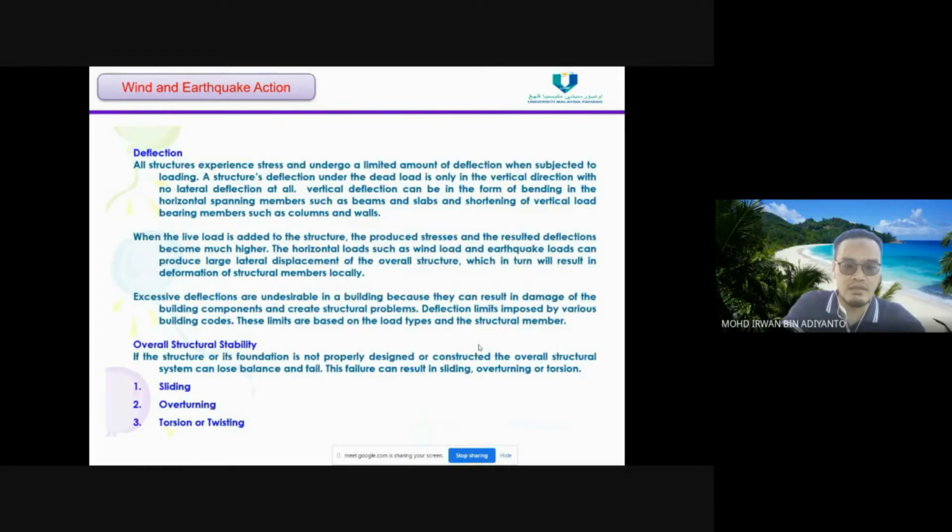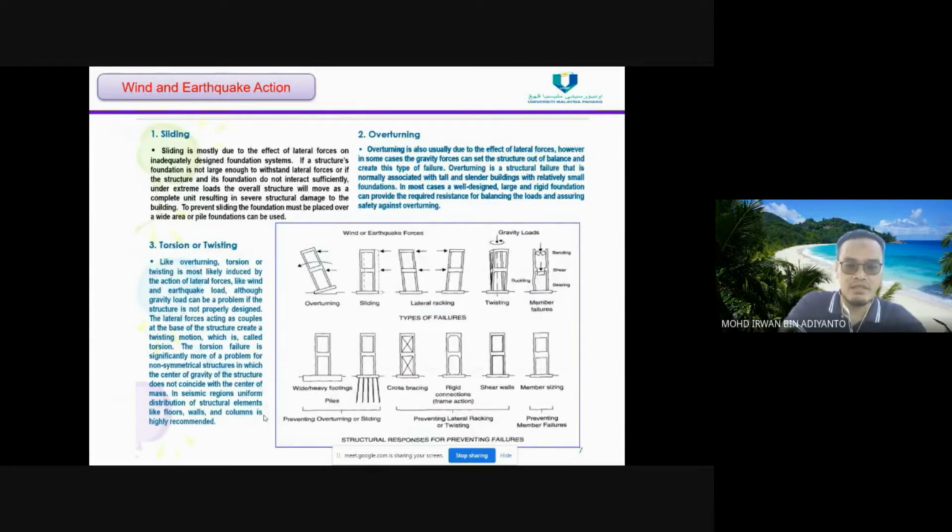And this is the effect of the lateral loads, which are the wind and the earthquake, on the overall structural stability. They affect sliding, overturning, and torsion or twisting. So these are the explanations of all these three effects. Which is the sliding, you can see here where the building slides on the ground, or the overturning, as well as the twisting effect.